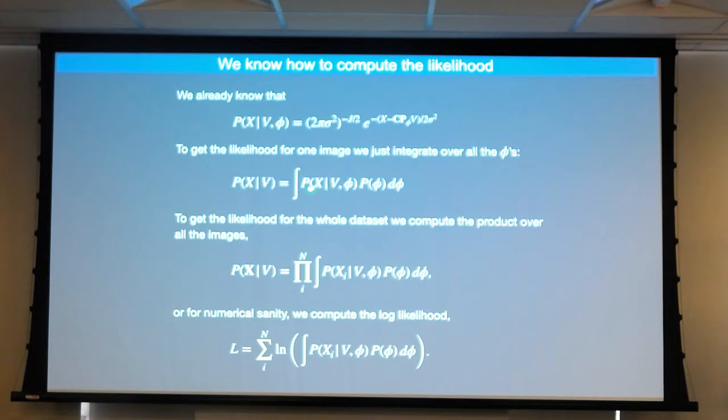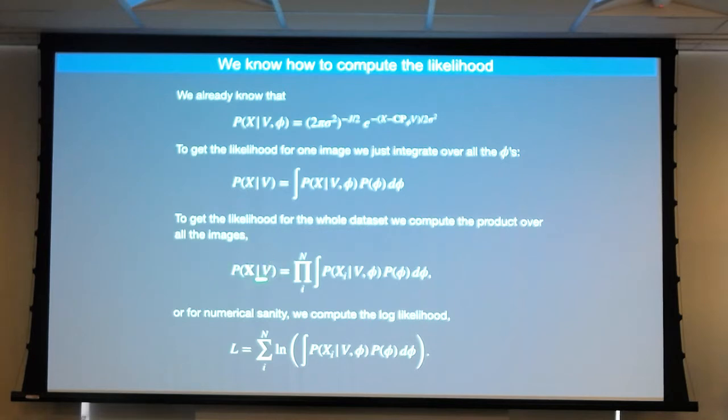Bayes' theorem says we can do this. All we do is we take this, multiply it by the prior, integrate over all phi, and I get the probability of the image given the volume, being totally agnostic about the projection directions. So this is very powerful. I don't have to know for sure what the projection directions are if I properly set up this problem because I can get P of X given V. I'm sorry, this is not the whole data set, this is one image.